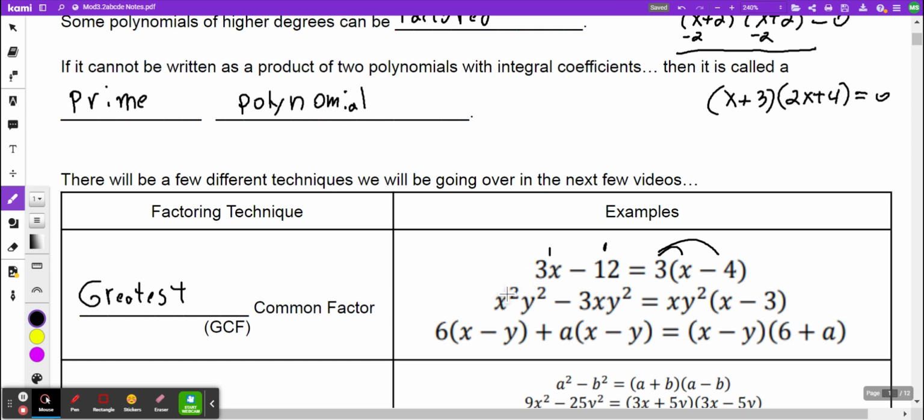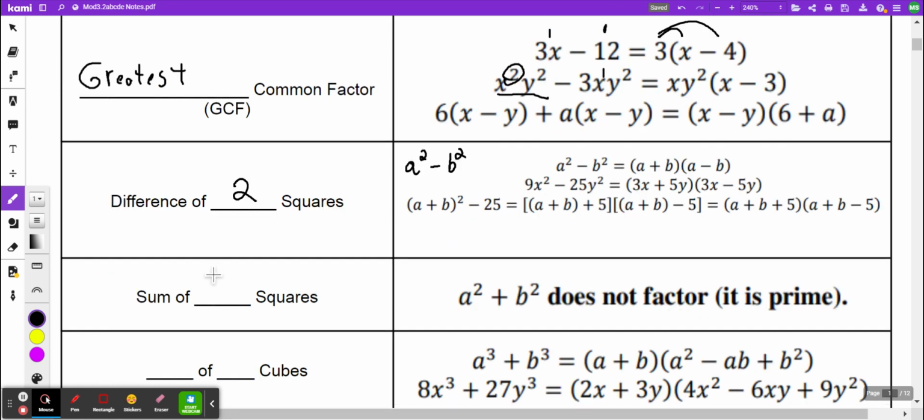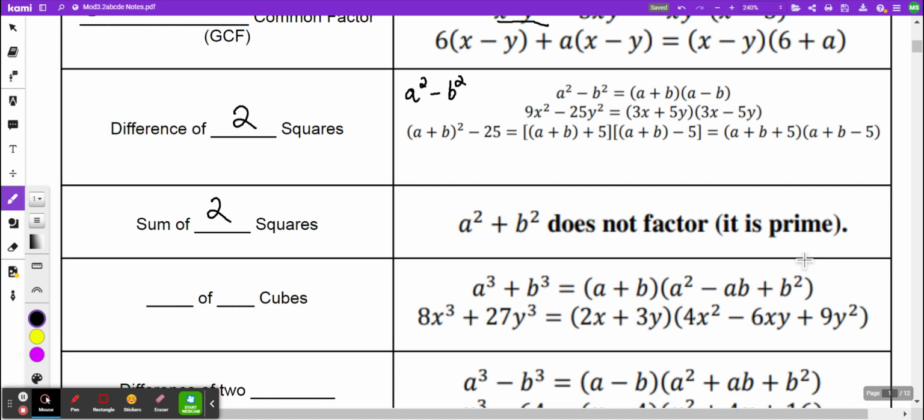If we look at the next one, like x squared, y squared, we can pull out an x and a y squared from both. Not an x squared, an x to the power of 1. They don't share the x squared, they share 1x, 1 degree of x. We're going to be talking about the difference of two squares. So basically, if you have a squared minus b squared, and then we're going to talk about the sum of two squares. And guess what? You can't factor it. This would be an example of a prime polynomial.